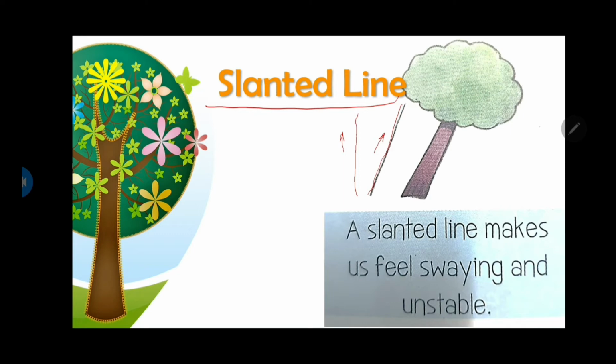It looks like the feeling of something that's going to fall. So we say swaying or unstable. The feeling of something that's going to fall. Say, oh, look at the tree, it's going to fall. Why do you say so? Or how do you say so? Because look at its body. It is slanted. It's unstable. So that's slanted line. Some call it diagonal.